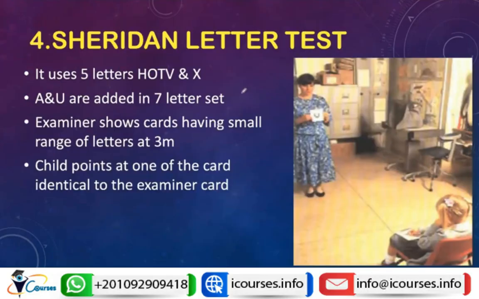The Sheridan letter test, in which the examiner presents a letter. This letter is either H, O, T, V, or X, and he is sitting at 3 meters from the child, and the child has a key card again that has several letters, and he should point to the letter that is similar to that of the examiner.